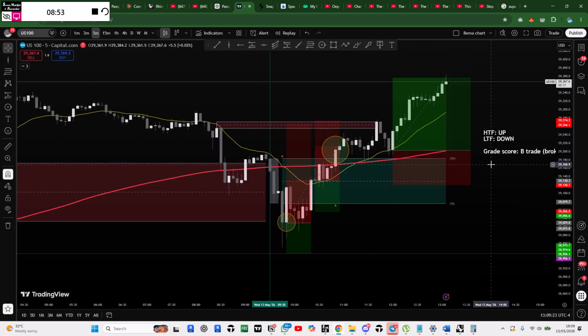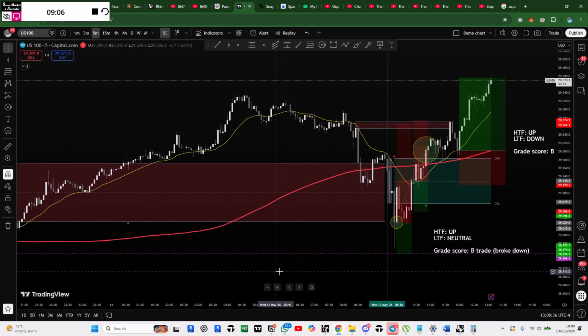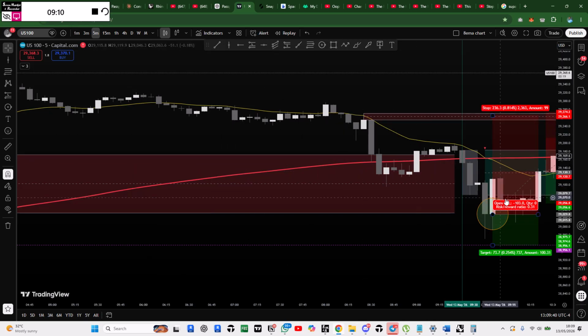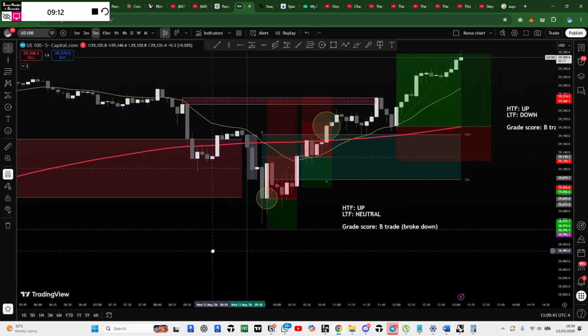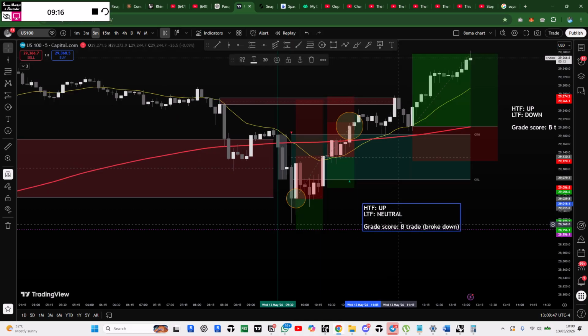The other thing that could have been different with this trade was if I had my lower time frame as neutral. Okay, I told you that I looked at this time frame and said, you know what, I think this is down for me. All right. But if I had looked at it as neutral, as I said in the beginning, then my score would have been a C. All right. My score would have been a C.